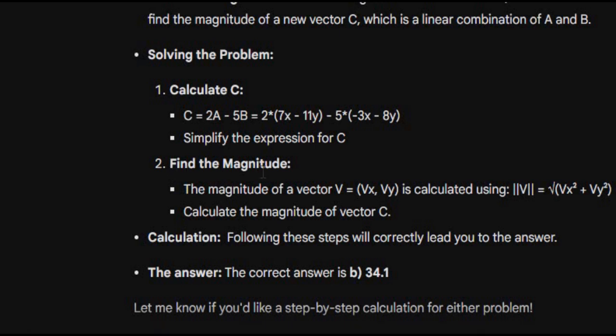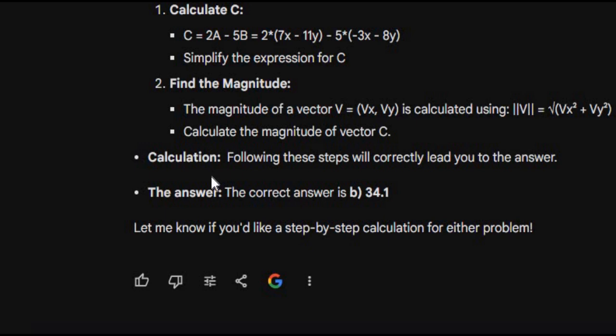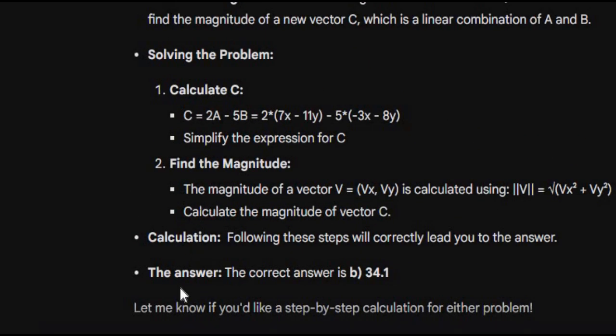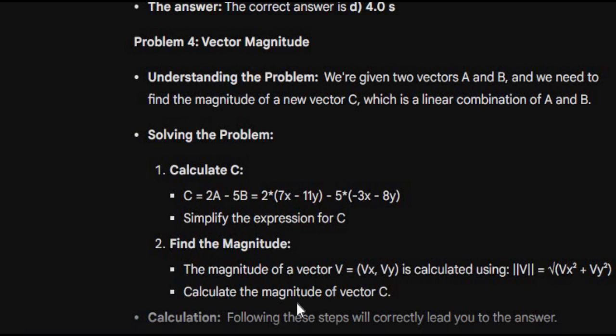2. Find the magnitude. The magnitude of a vector v equals (vx, vy) is calculated using v equals the square root of vx squared plus vy squared. Calculate the magnitude of vector C. Calculation: following these steps will correctly lead you to the answer. The correct answer is B, 34.1.